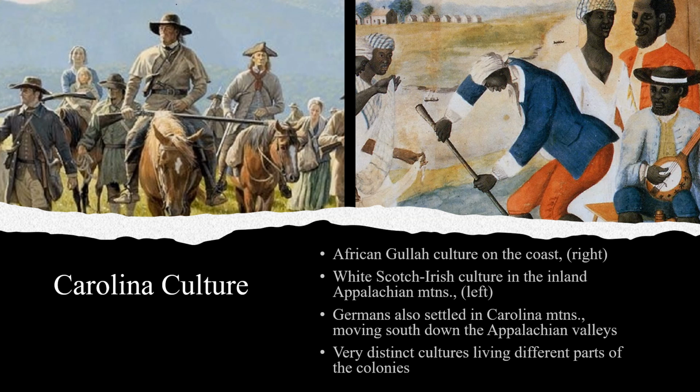settlements, being settled primarily by white, Scotch-Irish, and German settlers. Although the colony as a whole had a black majority, inland South Carolina's economy was not dependent on slavery, being comprised of small subsistence farmers called yeomen.